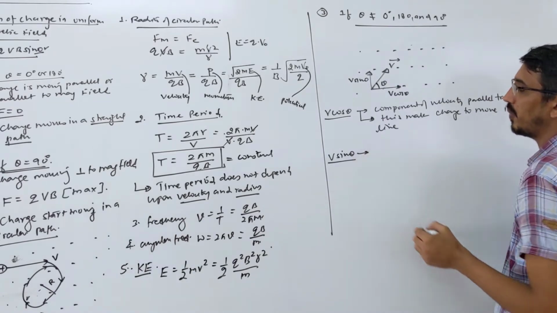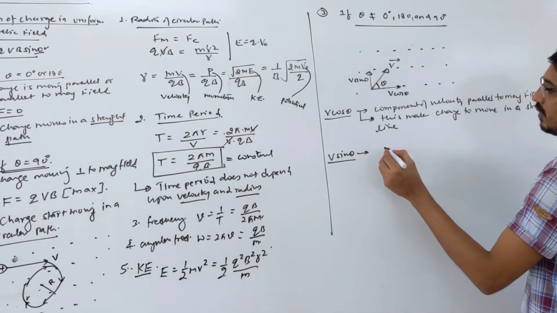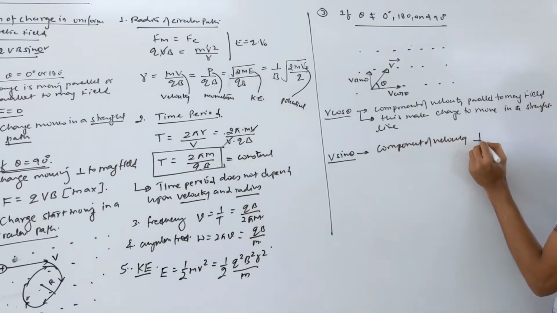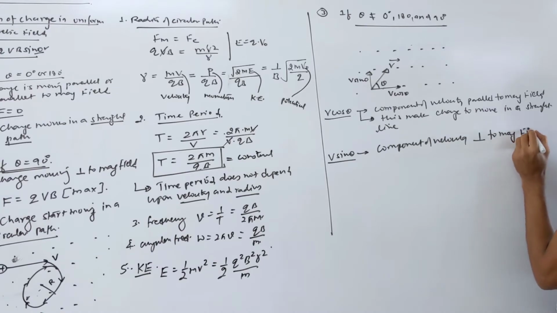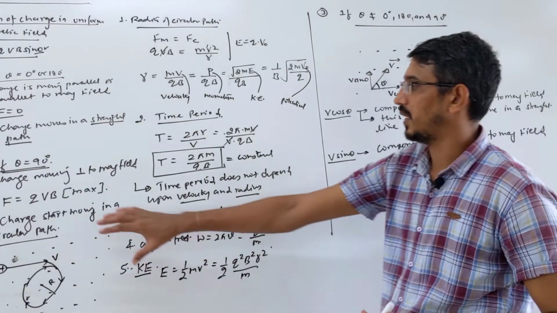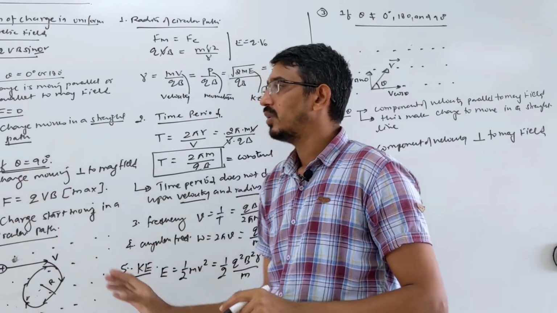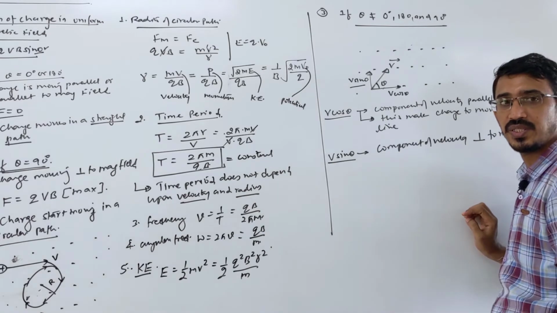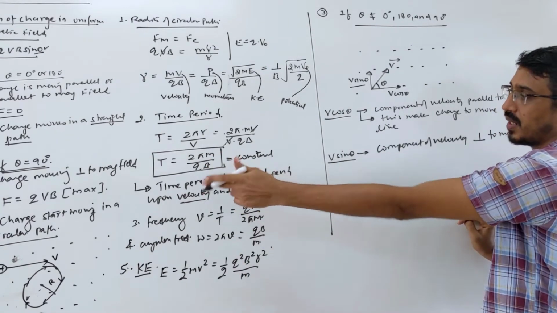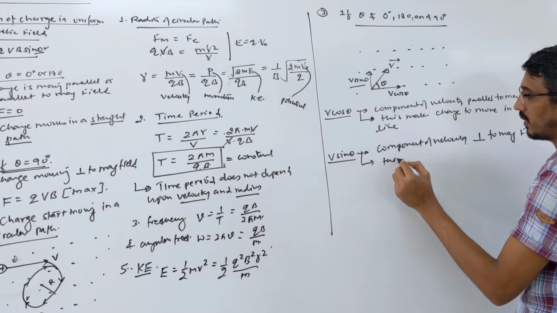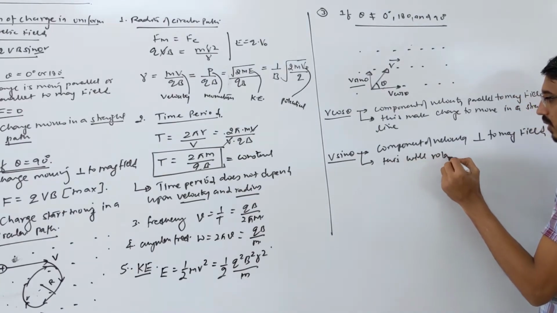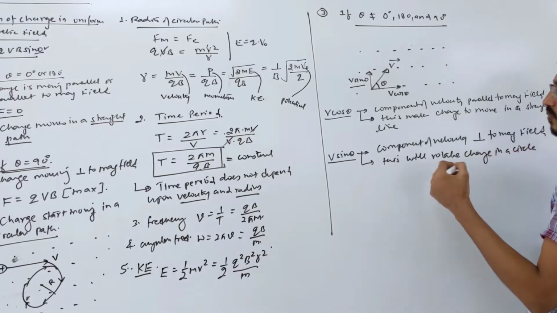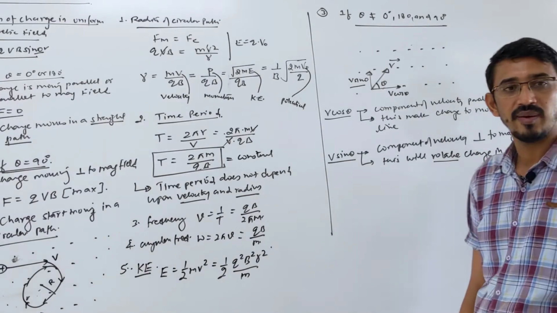This component is perpendicular to what? Your magnetic field. So this is a component of velocity perpendicular to your magnetic field. What does perpendicular mean in this case? This velocity component is perpendicular to the magnetic field, so it will try to rotate your charge in a circle, because 90 degrees perpendicular means this happens. So this will make your charge move in a circular path, correct?